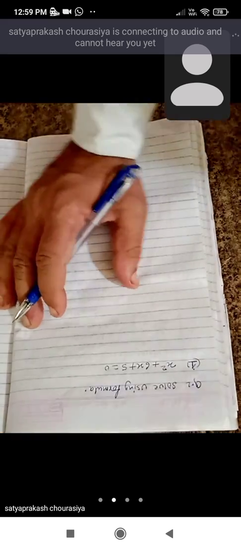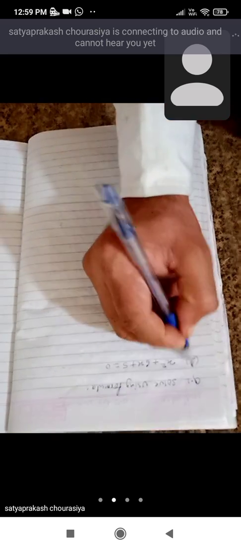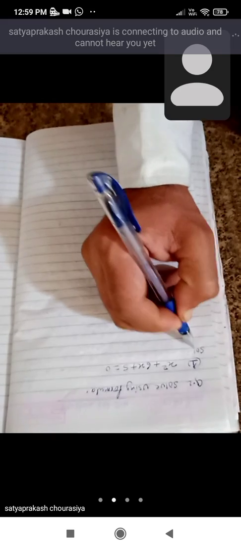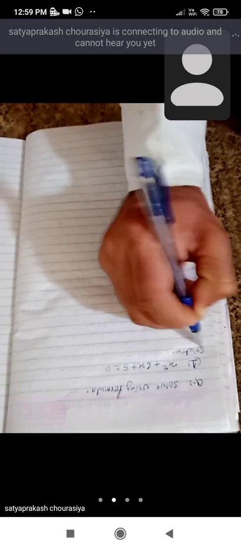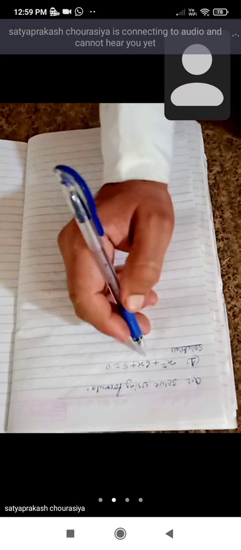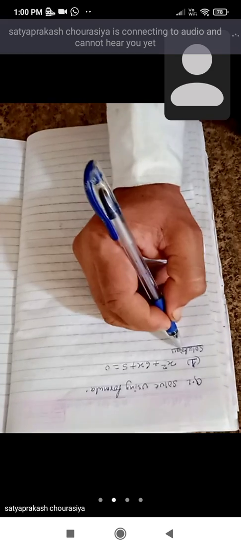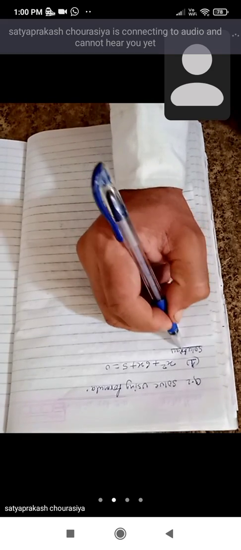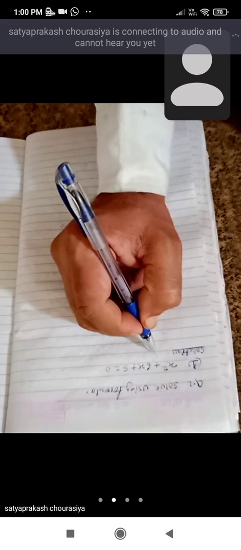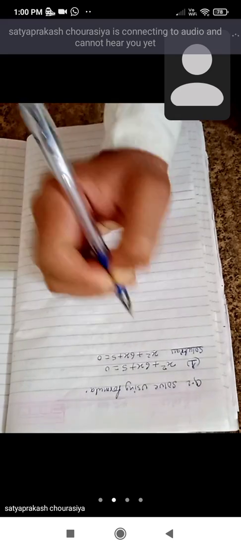Okay, x square plus 6x plus 5 is equal to 0. This is your question. Now the first step of this question is to find out the value of a, b and c. Find out the value of a, b and c. We have to do this first: find the values of a, b and c. x square plus 6x plus 5 is equal to 0.